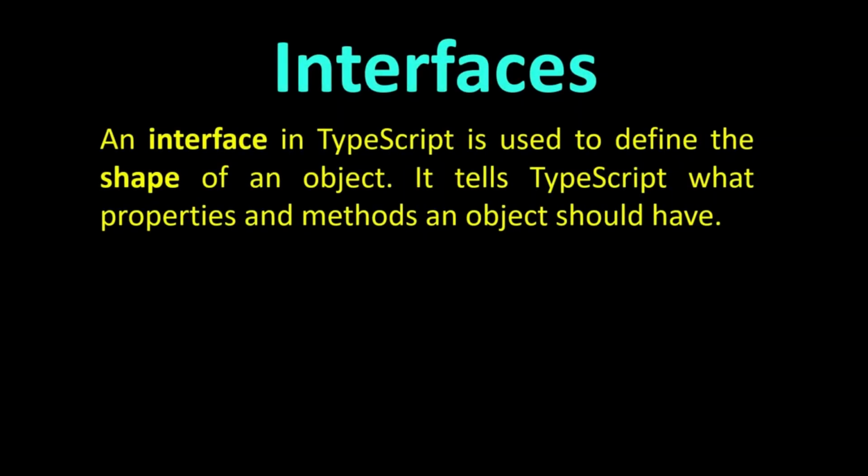An interface in TypeScript is used to define the shape of an object. It tells TypeScript what properties and methods an object should have. Let's understand through an example what we mean by this.